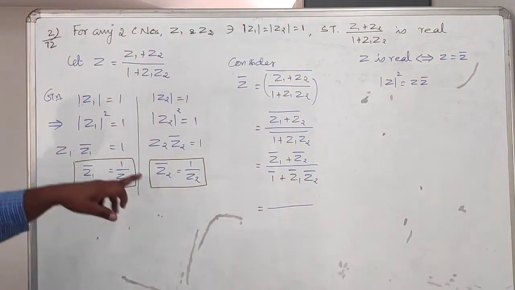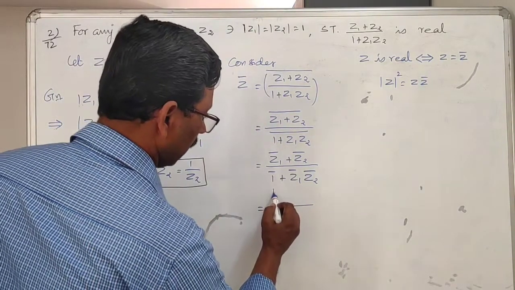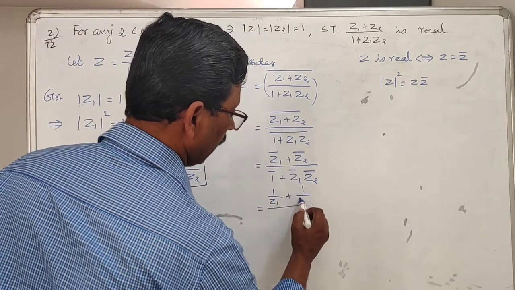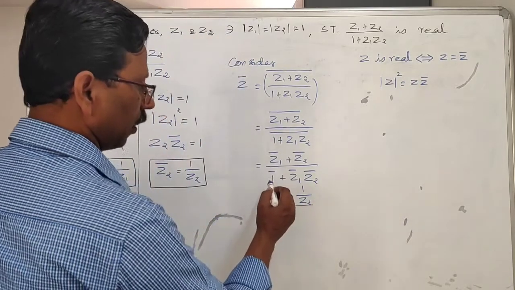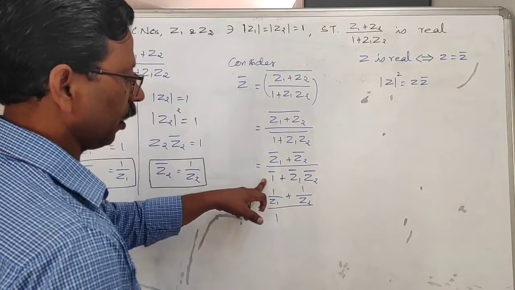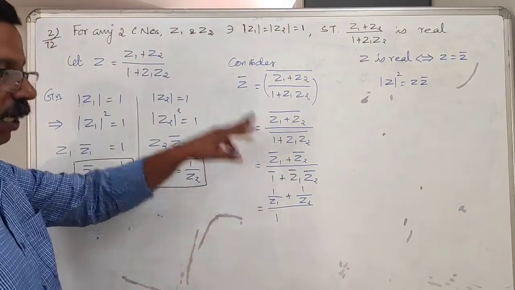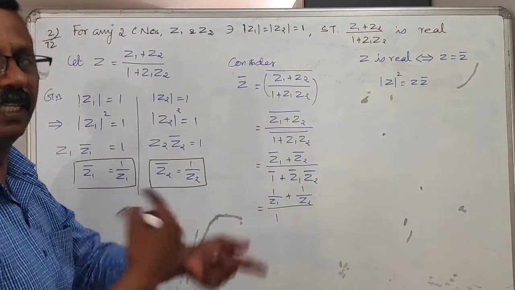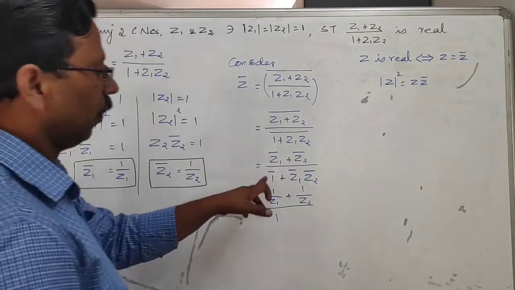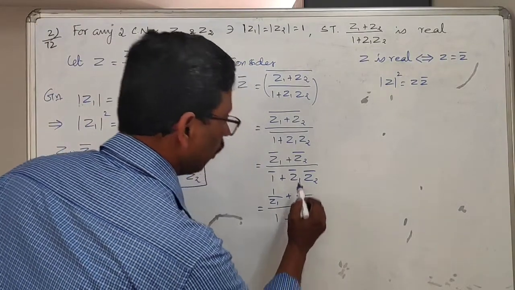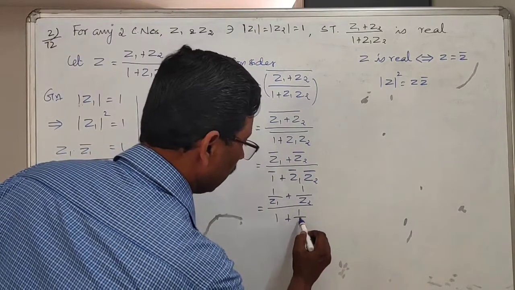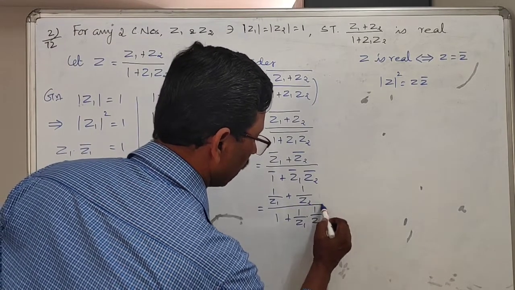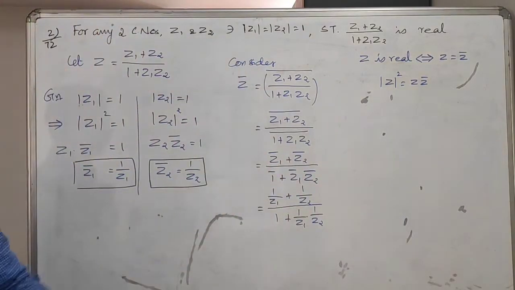What is this Z1 bar? 1 by Z1. You can write 1 by Z1 plus Z2 bar equal to what? 1 by Z2. Then 1 bar is also equal to 1 because it's a real number, means Z and Z bar are equal. The conjugate of 1 is 1 only because there is no imaginary part. If there is an imaginary part, you have to change its sign to take conjugate. Okay, now we can write this one. Then plus again, what is Z1 bar? 1 by Z1 into what is Z2 bar? 1 by Z2. Now we have replaced all these values.